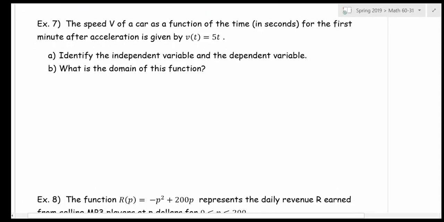The speed v of a car as a function of the time in seconds for the first minute after acceleration is given by v of t is equal to 5t. Identify the independent variable and the dependent variable. And then b, what is the domain of this function? Let's start off by identifying the independent and dependent variable. The independent variable.